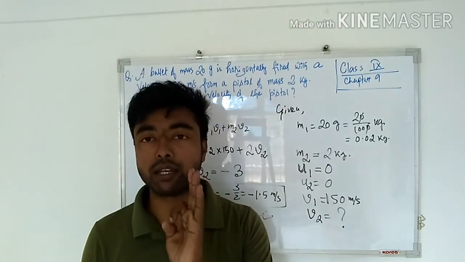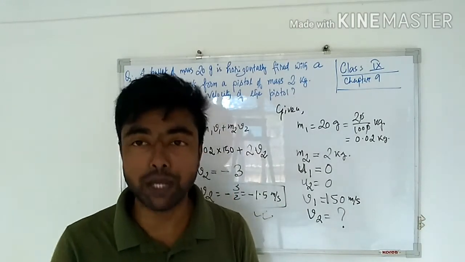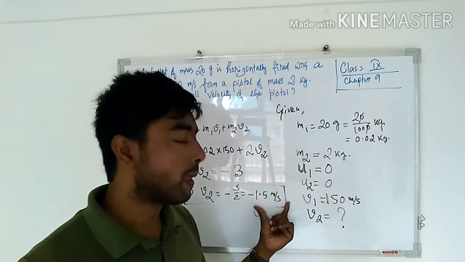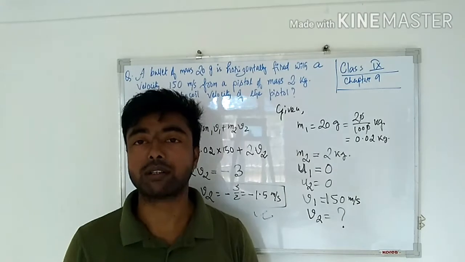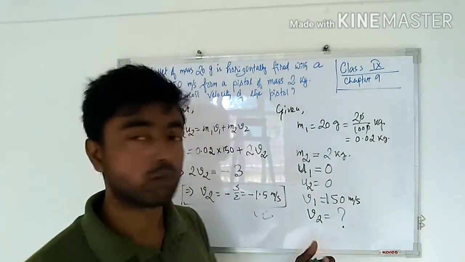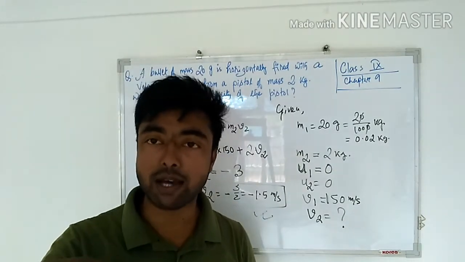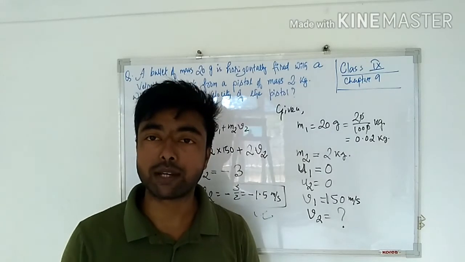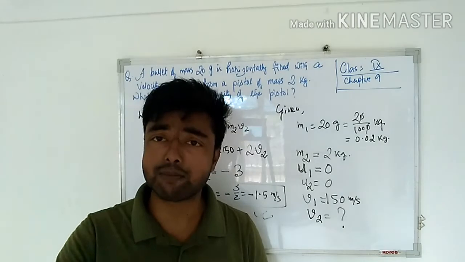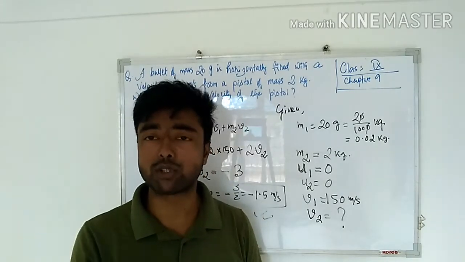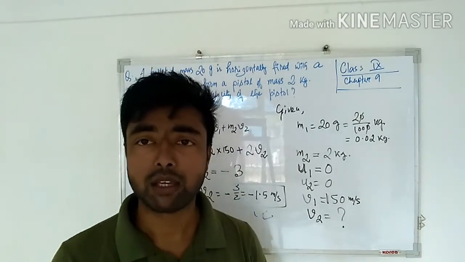1.5 meter per second. And if you compare the speed, pistol speed will be a little bit less than what? Than the speed of the bullet. Why? Because the bullet has less mass, so it will get more velocity. If the mass is less and the momentum should be the same, it should have more velocity. Okay, done.